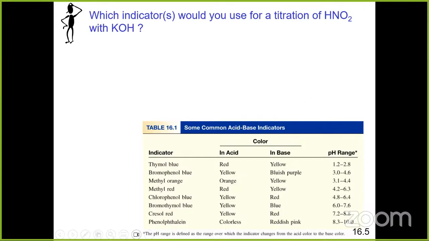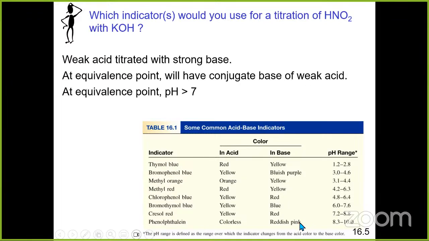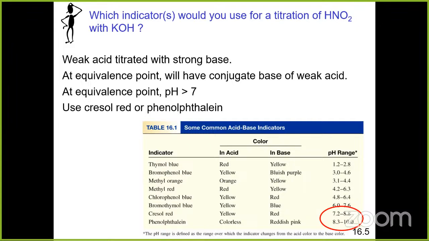Yes, in fact, the last one can be used. In fact, I'll choose the last two, because the first one, cresol red, has a pH range from 7.2 to 8.8, and the phenolphthalein is 8.3 to 10.0. So you can use either of those two indicators to indicate the equivalence point of this particular titration. All right, so that's as far as that is concerned.